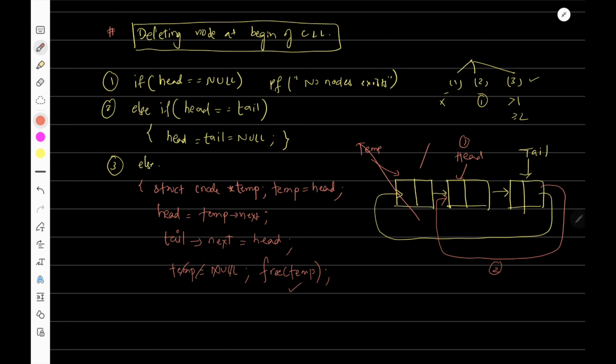So what does free temp mean? This whole node will be deleted. So the updated circular linked list now is this.